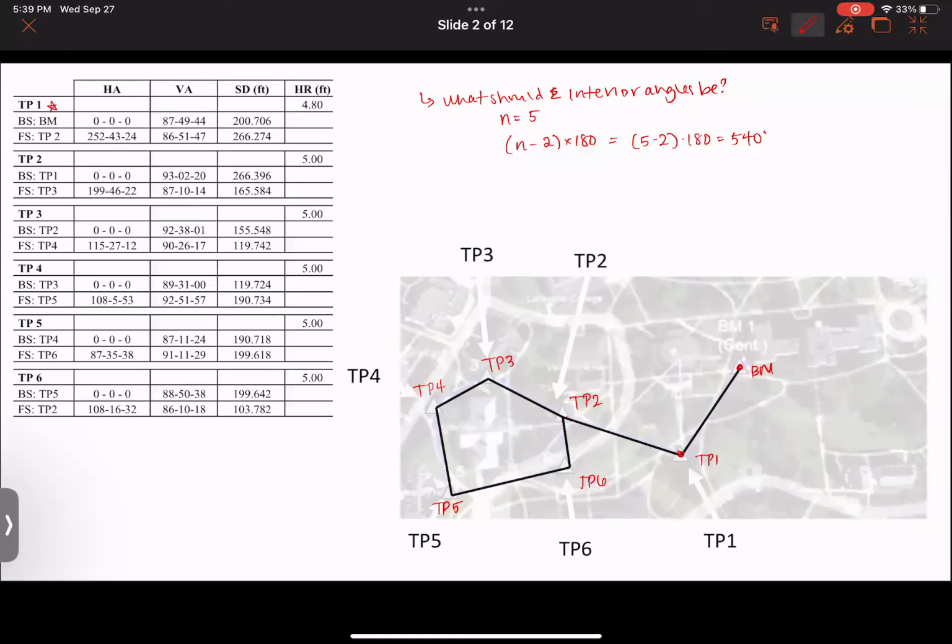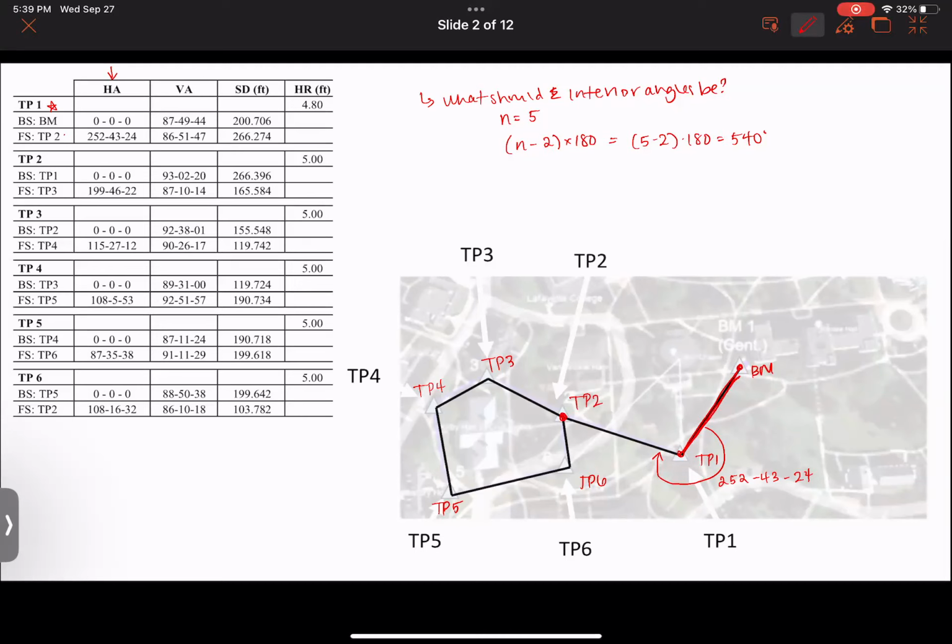They backsighted the benchmark, and it says their horizontal angle, which is always what we look for when we're doing interior angles, is 0. That means that the line that I'm shading in red right now is their 0 line. Total stations always measure angles clockwise. So in this particular case, the angle that they measured started on that line and wound around until it hit TP2. At TP1, they foresighted TP2 and measured that horizontal angle to be 252-43-24.